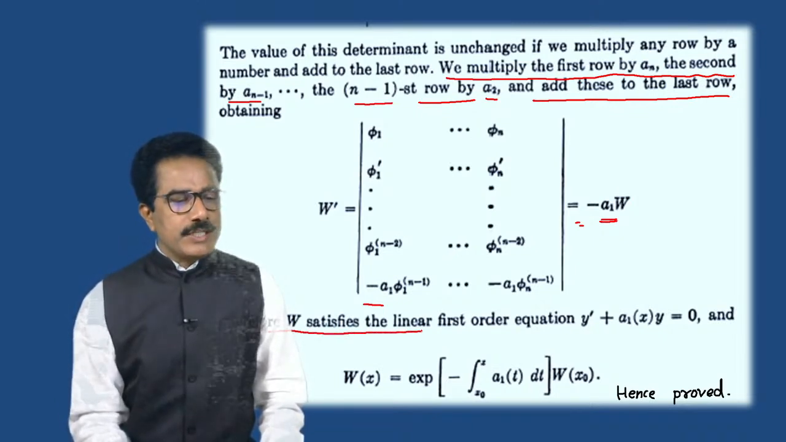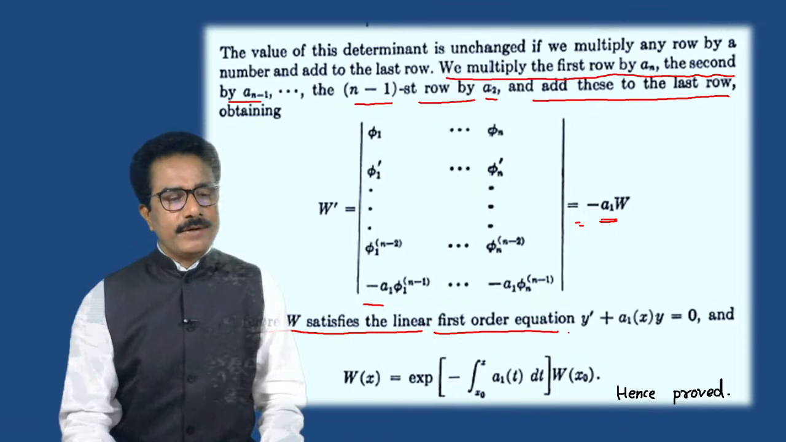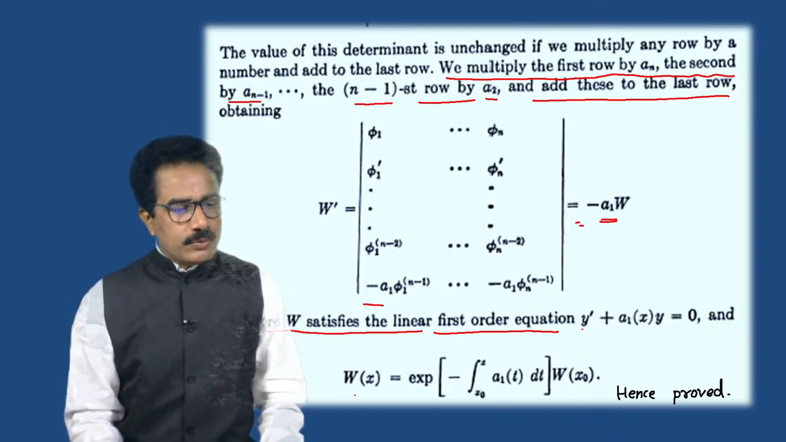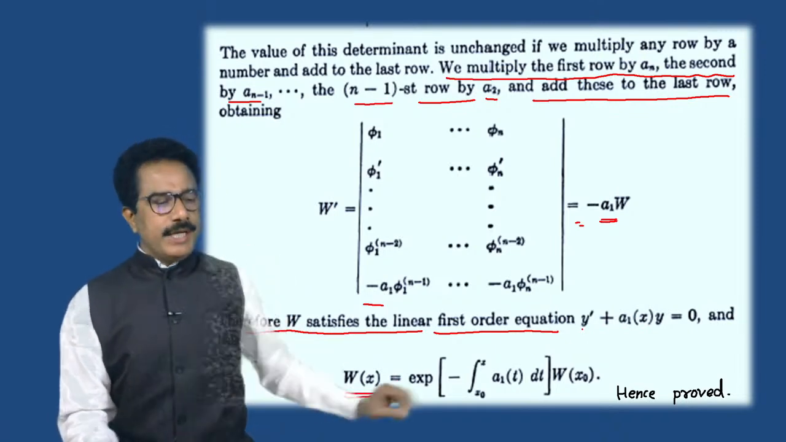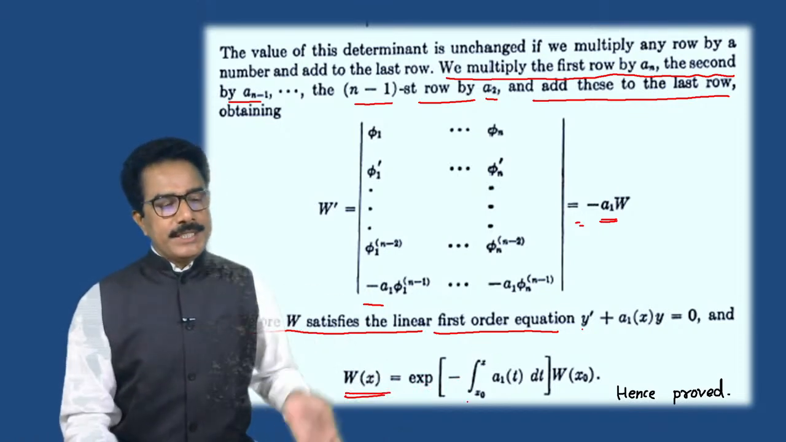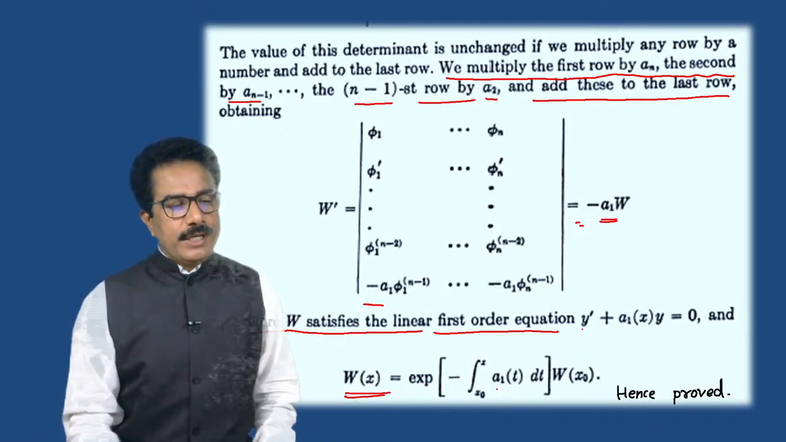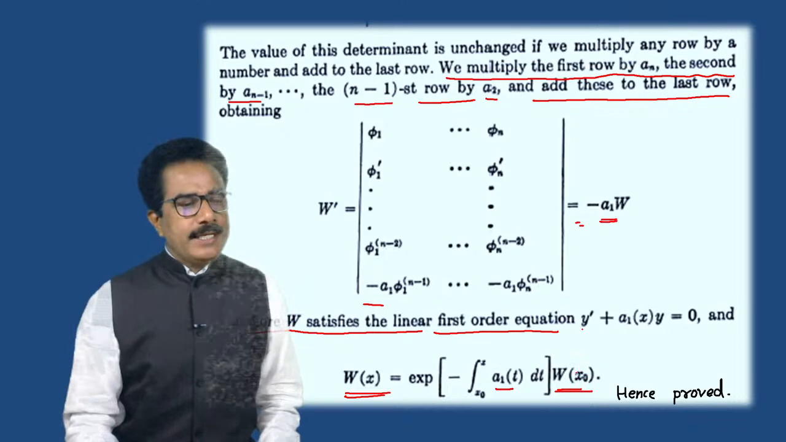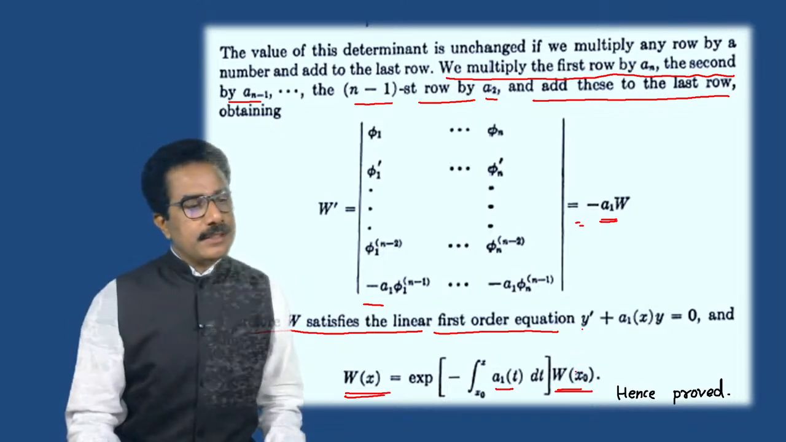Therefore W satisfies the linear first order differential equation y dash plus a1 of x y equals 0, and thus we can prove that the Wronskian of x is equal to e raised to minus the integral from x naught to x of a1 of t dt, times the Wronskian of x naught, and hence we can prove this result.